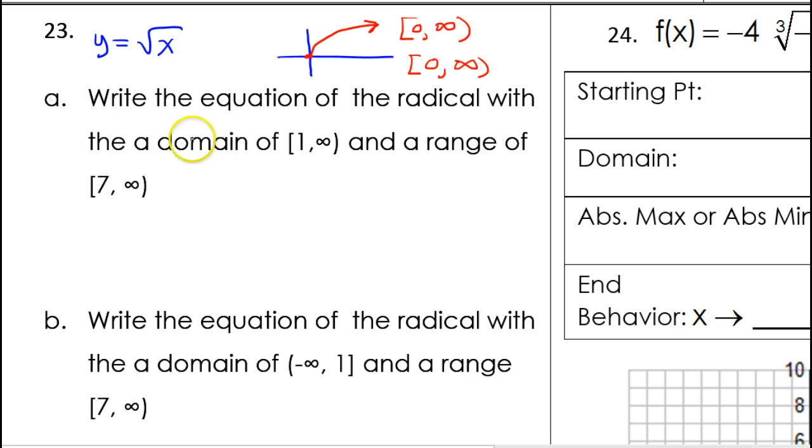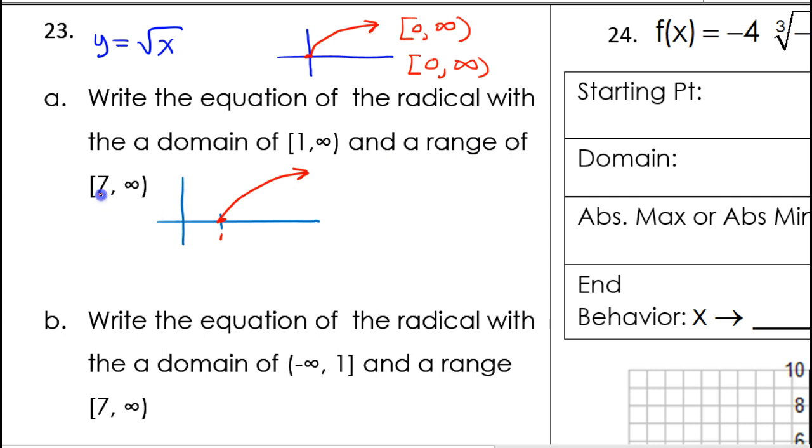So for part A, the domain is from 1 to infinity. Instead of being from 0 to infinity, it's 1 to infinity. That would happen if the graph were shifted over by 1 to the right. Alright, if I had a graph that looked like this, instead, that would have a domain of 1 to infinity. So I'm going to need a graph that is shifted over to the right by 1.